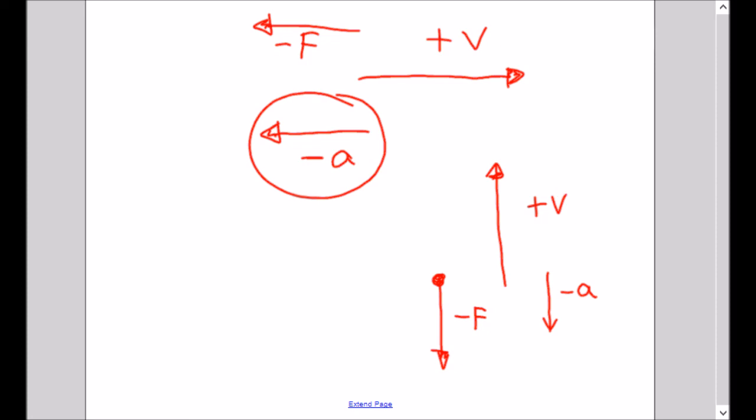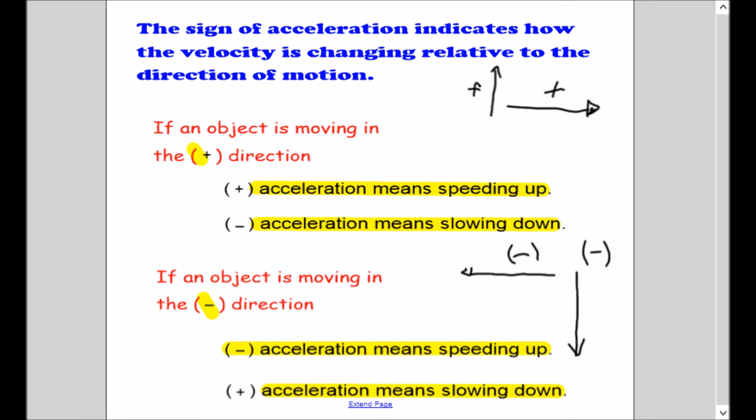So the main thing I want you to think about is that these definitions are really dependent upon the direction of motion of the object. This chart serves as a handy reminder to decide if a positive acceleration means speeding up, or slowing down, or gaining speed, or losing speed. Perhaps that's better terminology.